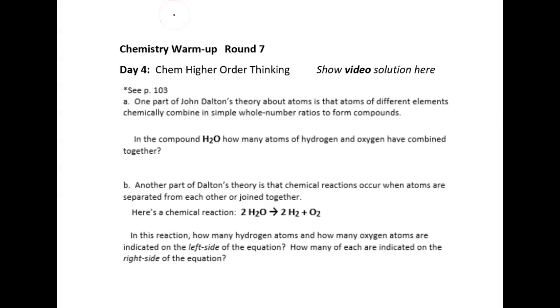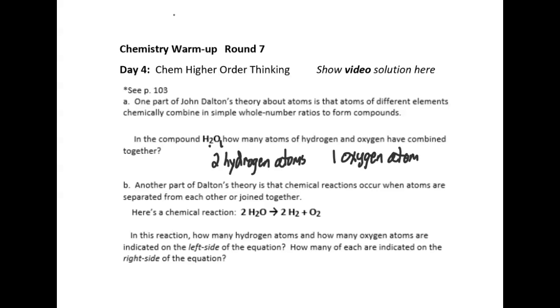The subscript on the H is a 2. That tells us that in one molecule of water, there are 2 hydrogen atoms. There's no visible subscript on the capital O. That automatically means there's one O in that formula. That implies that there is one oxygen atom.